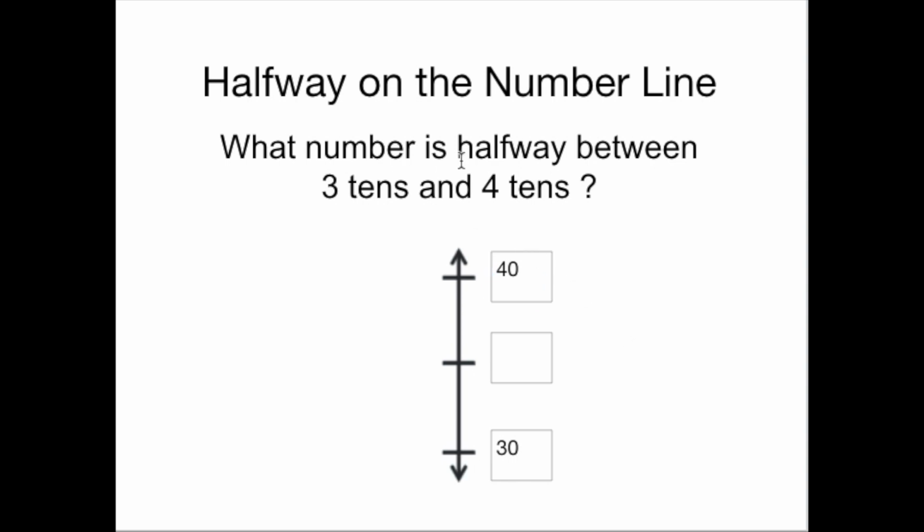Now, I'm asking what number is halfway between 3 tens and 4 tens? Well, it won't be another 10 because that doesn't make sense, but I know that a number that ends in 5 is usually halfway. So if I went up from 30 to 40, I would land right in the middle here at 35. 35 is halfway between 3 tens and 4 tens. 35 is 3 tens and 5 ones. And that looks like this. 3 tens and 5 ones.